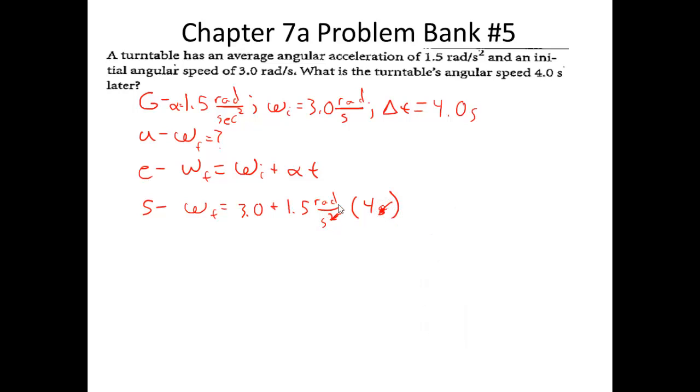And calculating that, we have omega final is equal to 1.5 times 4, which is going to be 6, plus 3, so 9.0 radians per second.